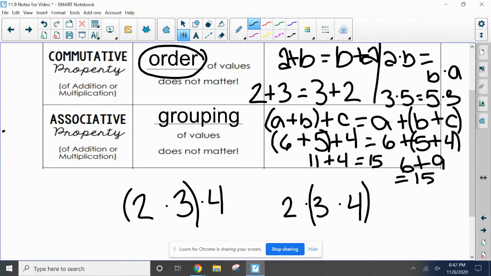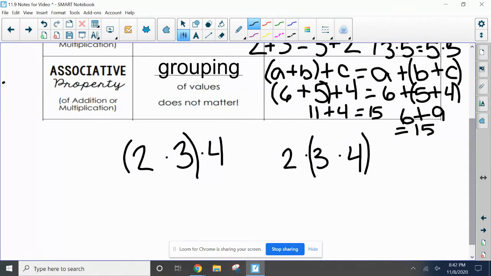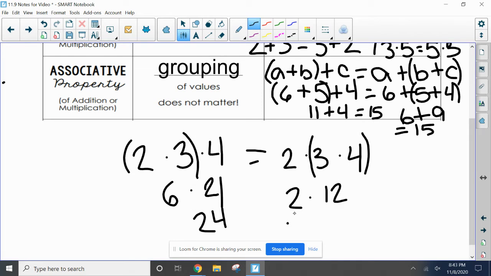Our associative property states, well, we didn't change the order, we changed the groupings, that those two should still equal each other. So let's check. We know 2 times 3 is 6, and 6 times 4 is 24. So let's see if they're equal. Well, we know 3 times 4 is 12, and 2 times 12 is 24. So we see that that does not change.